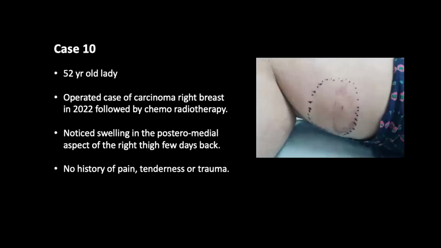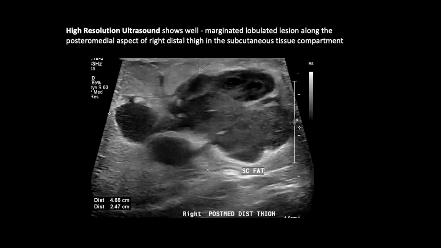This is my last case of the day. This is a 52-year-old female. She came to me with a history of carcinoma of the right breast, for which chemo and radiotherapy was done. And recently she saw this swelling on the posterior medial aspect of the thigh. And there was no pain. She was worried. They did an MRI outside where they gave the diagnosis as AV malformation. But our oncologist was not happy and he sent me for further evaluation.